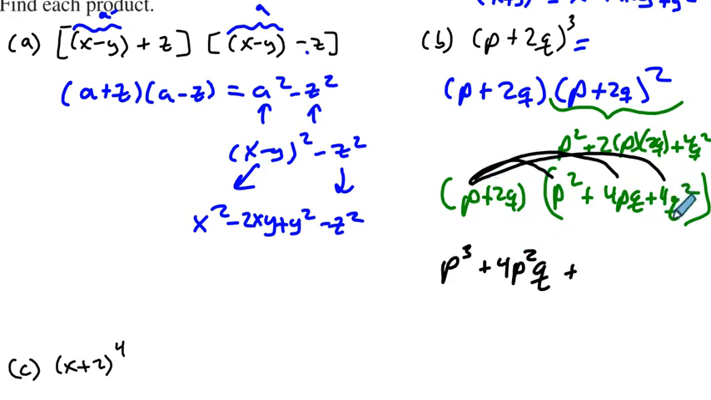Plus p times 4q squared is just 4pq squared. Okay. Now let's go ahead and multiply everything by 2q. If anything matches, meaning if it's a common term, I'm going to put it right underneath it. 2qp squared, well, there isn't anything that's going to match that, so I'm just going to put this over here.